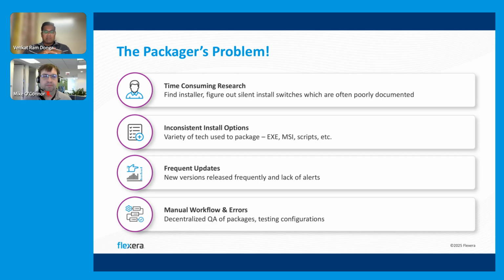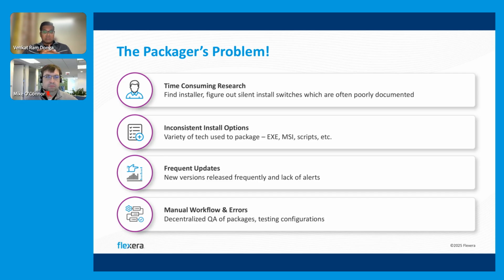The first one is very time-consuming research. Some of those applications are easier to find. If you talk about Firefox and Chrome, these are easier to find. However, if you get requests for applications that are not very popular, you would spend a lot of time doing research on finding the installer, figuring out what the silent install command line switches are. And not all of these switches are properly documented. You have to go to the documentation, and then figure out what is the right install switch for this. And not all packages have the same kind of switches.